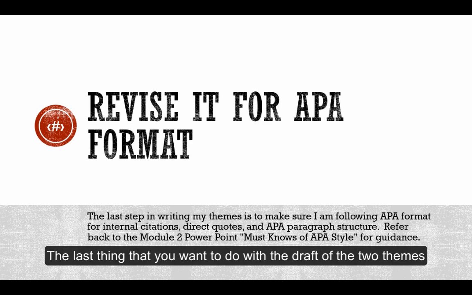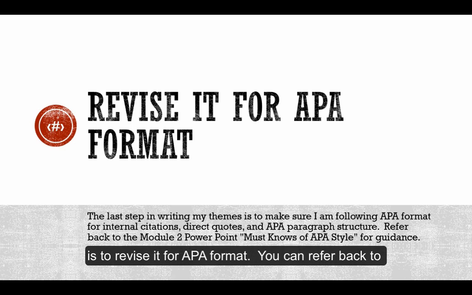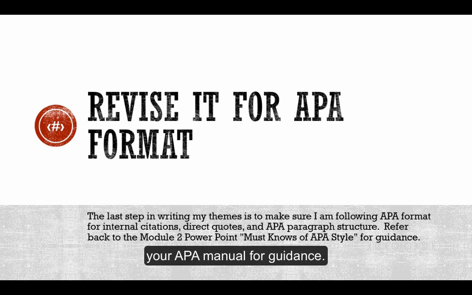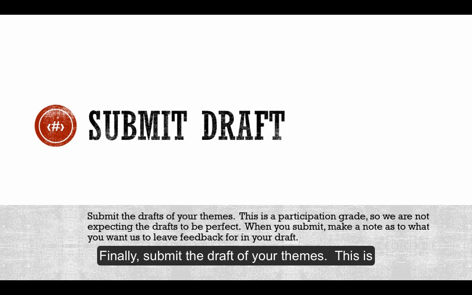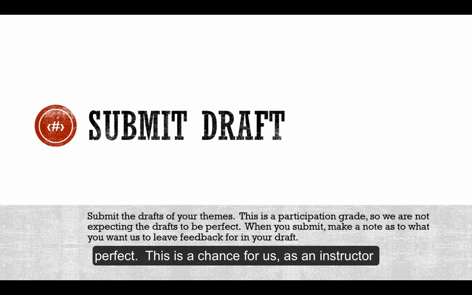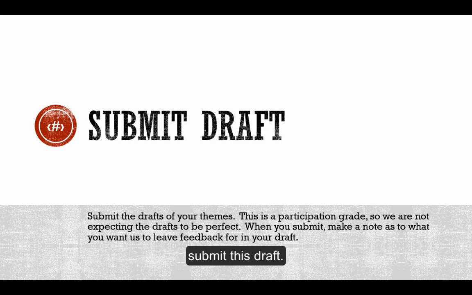The last thing that you want to do with this draft of the two themes is to revise it for APA format. You can refer back to the Module 2 PowerPoint, the must-knows of APA style, or to your APA manual for guidance. Finally, submit the drafts of your theme. This is for a participation grade, so we're not expecting the drafts to be absolutely perfect. This is a chance for us as your instructor to provide you feedback on what you need help with. So be specific in what you want us to look at when you submit this draft.